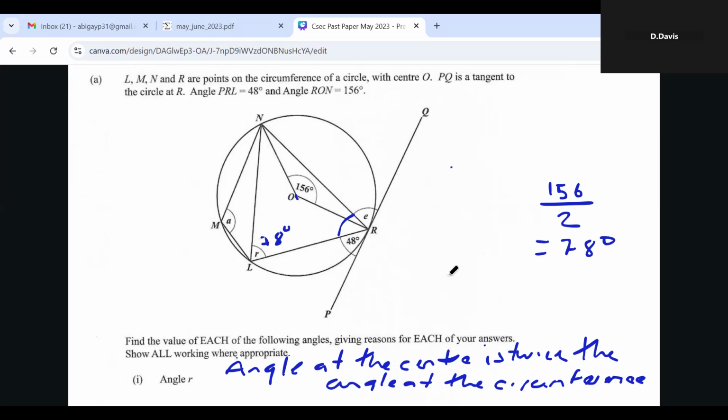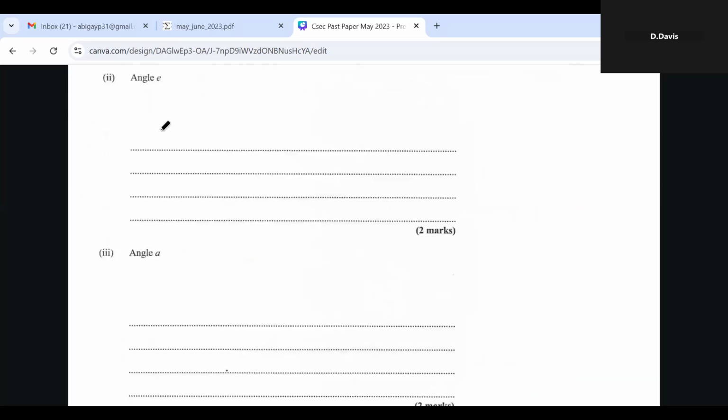Okay, here we go. Angle between a tangent and a chord is equal to the angle in an alternate segment. All right, so this will equal to 78. The E is gonna be equal to 78. Why? Because it's at a chord and a tangent. It will equal to the angle at the alternate segment. Okay, so E will be 78.